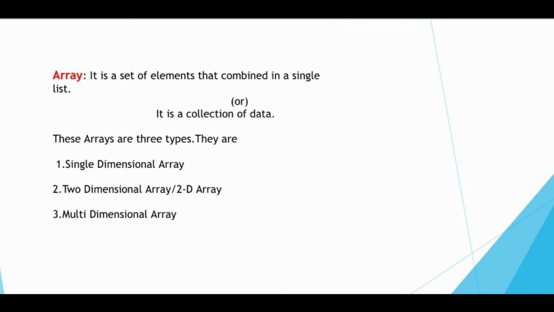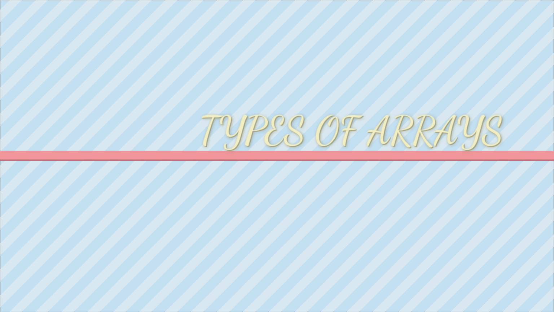So first of all, what is an array? An array is a set of elements combined in a single list, or it is a collection of data. So it is very easy to remember that it is a collection of data. Basically, there are three types of arrays. They are the single dimensional array or one dimensional array, the second one is the two-dimensional array or 2D array, and the third one is the multi-dimensional array. These are the types of arrays that we are going to learn.